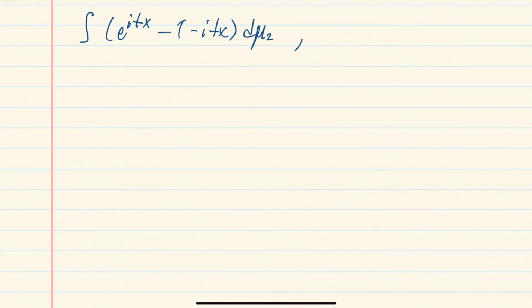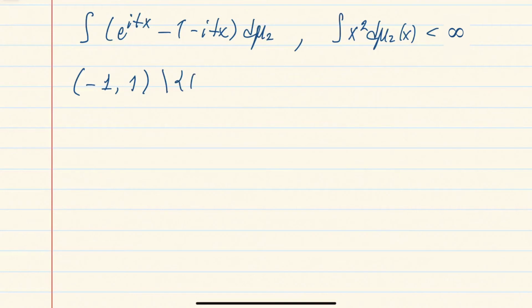And again, let's remember that this measure satisfies this condition. And here we restrict ourselves to the interval between minus 1 and 1. Now let's take the interval between minus 1 and 1, excluding the point 0. And here I'm also excluding the endpoints minus 1 and 1 because our measure mu is continuous, so those points really do not matter here.